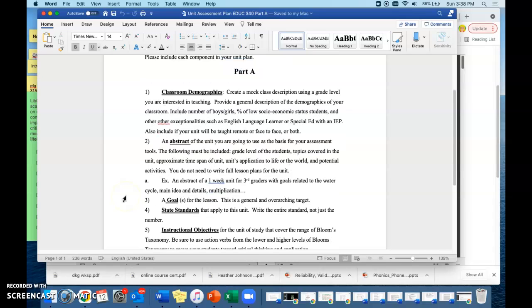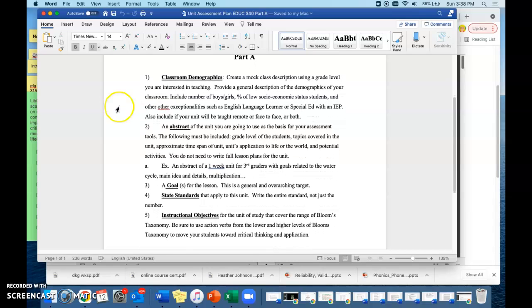After Part A, starting next week, we're going to be building all of the assessments that go towards this unit. I'm going to use the example of writing a unit for third graders learning the water cycle. So here's my Part A. I'm going to create a mock description of my grade level class. So I'm going to describe my third grade class.